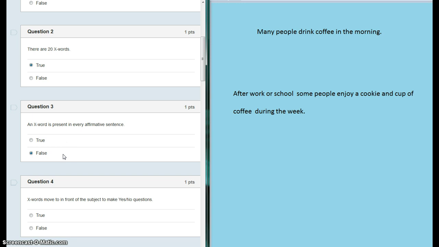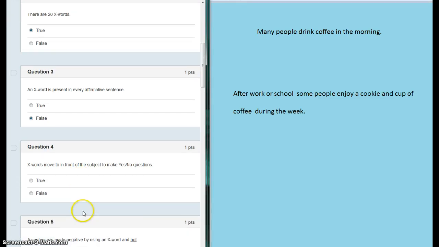It starts at the beginning. We do have an X word in negative sentences. We put that together with not. But affirmative sentences don't always have an X word. And we're going to take a look. We'll see an example of that today.